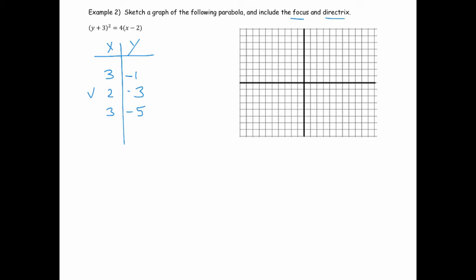And let's get a good 5 points for this parabola. If you plug in a 1 for y, then the left side becomes 16. Divided by 4 becomes 4, and x minus 2 equals 4 means that x is 6.